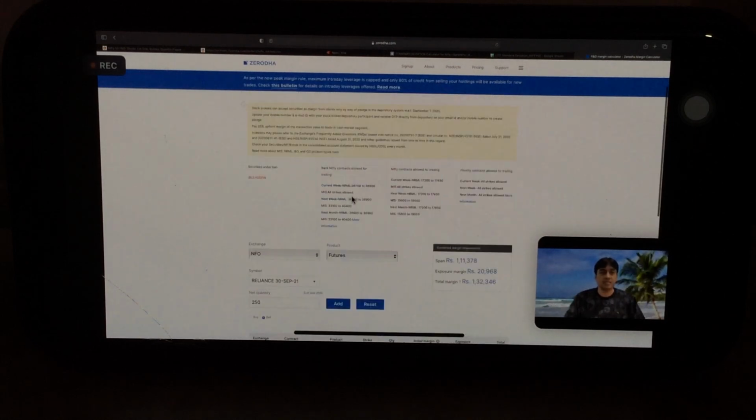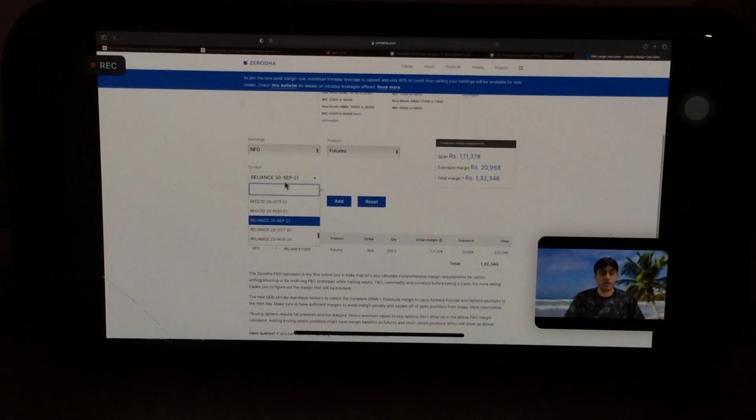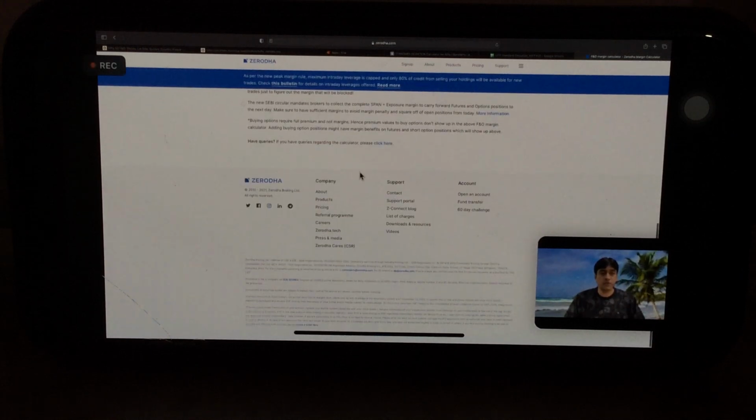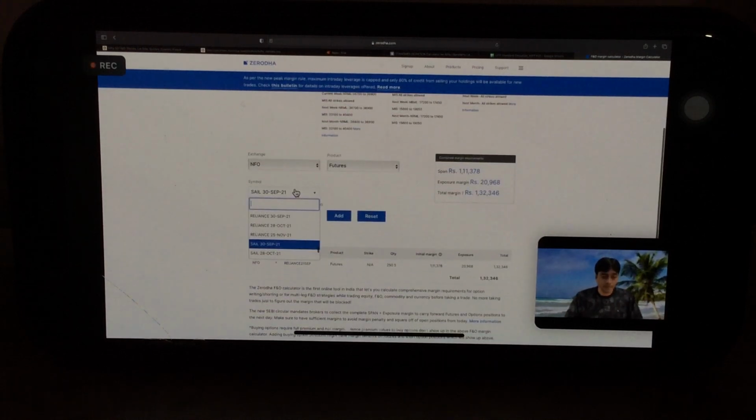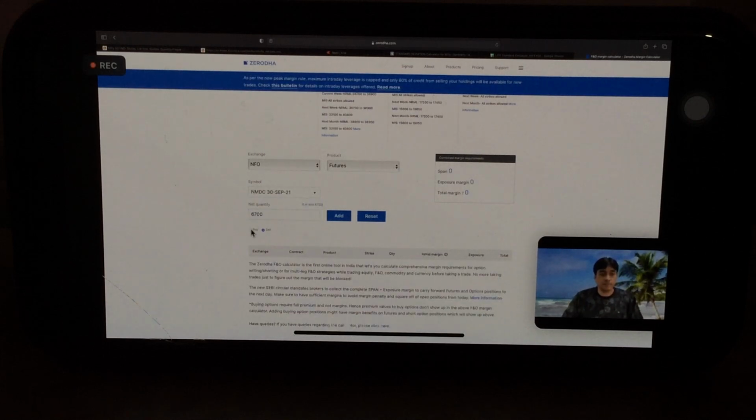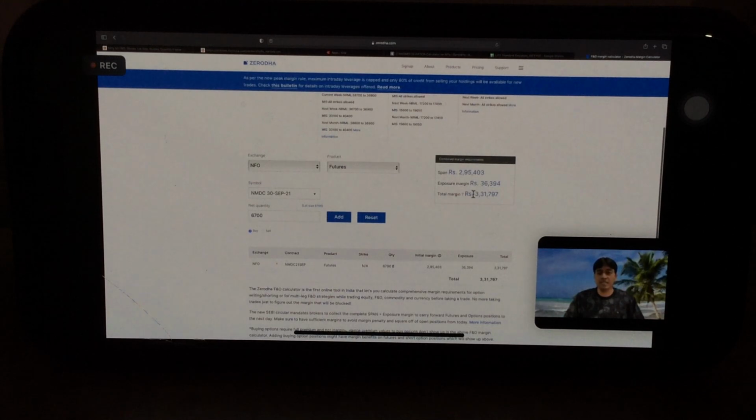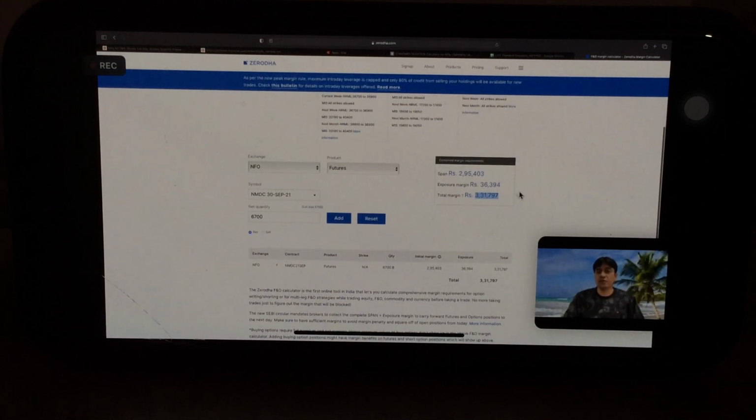How to calculate margin? You put in Google Zerodha margin calculator and whichever stock you want to check. Like suppose I want to check margin for NMDC. I want to buy. Lot size is 6,700 for NMDC. I will add it. So margin requirement is 3,32,000 for NMDC one lot and settled on daily basis, M to M.